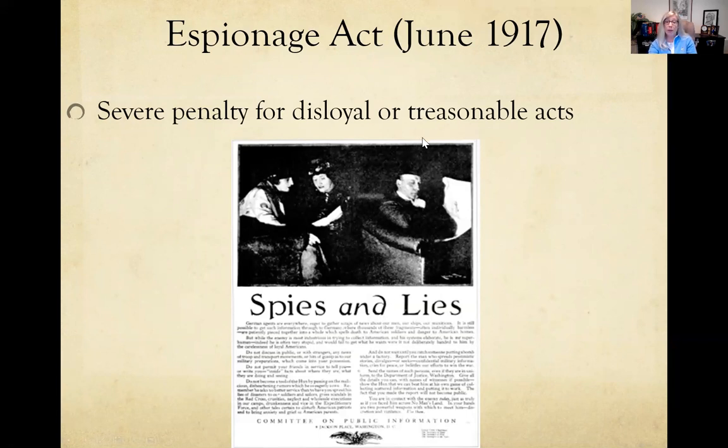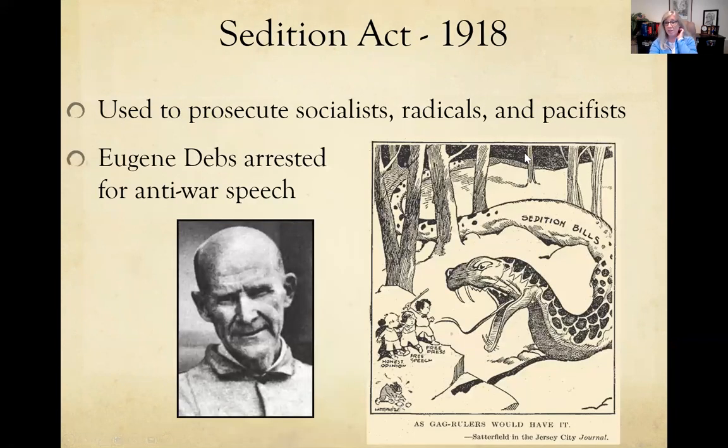And so it lays out penalties for not being loyal to the United States. And then the Sedition Act that comes on the heels of that is also going to be very clear that anybody who is not on board with the war effort, who speaks out against the war, who is challenging the decisions of the war, or is potentially a spy, they are going to be arrested.